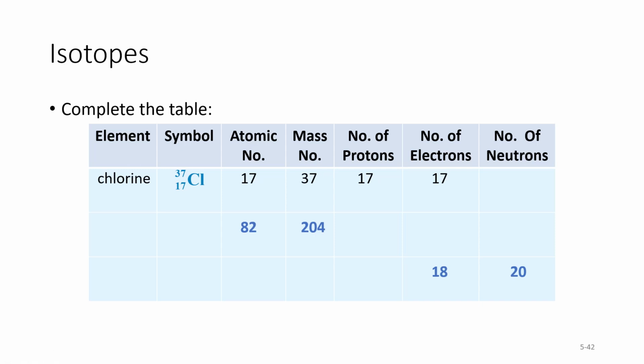Now how do we get to the number of neutrons? The mass number is the number of protons plus neutrons. We know that there's 17 protons, and we know that the mass number contains 17 protons plus however many neutrons. We just subtract the 2 to get the number of neutrons.